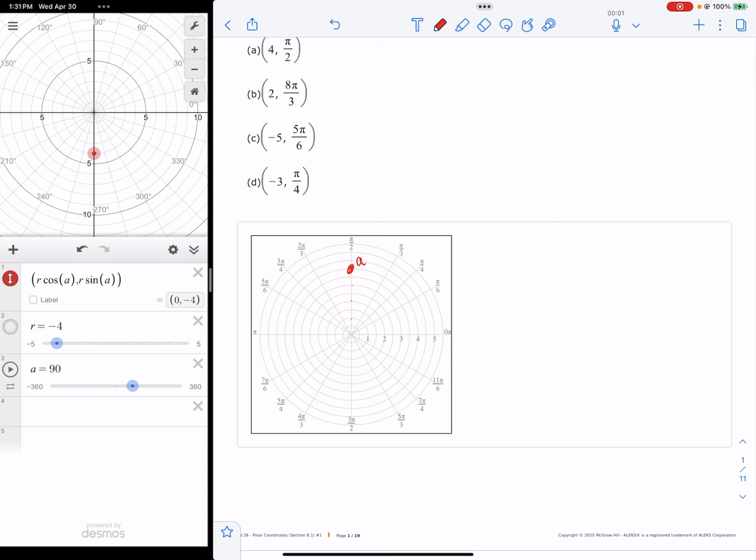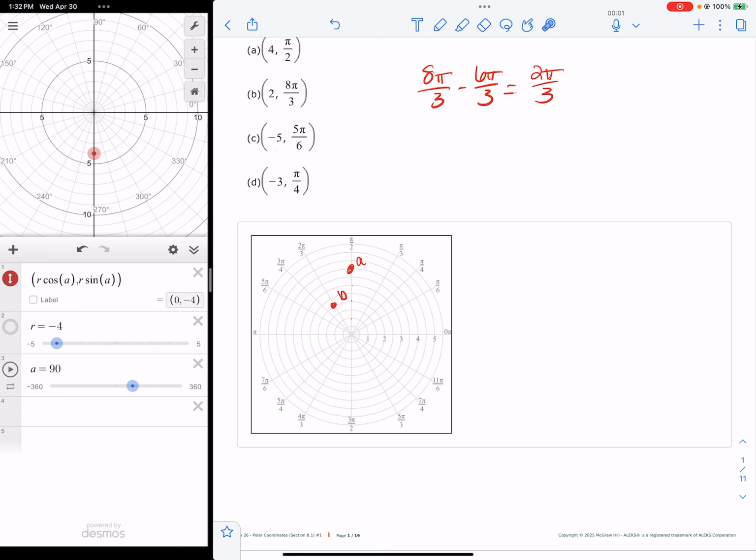To graph 2, 8 pi over 3. I noticed that 8 pi over 3 is something that's more than 2 pi. So I would need to subtract one rotation of 2 pi, and that leaves me with 2 pi over 3. So 2 pi over 3 is here, and I would need to be on the second circle. So that's B.